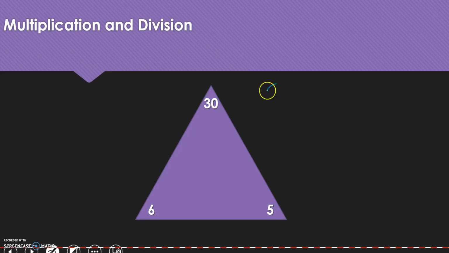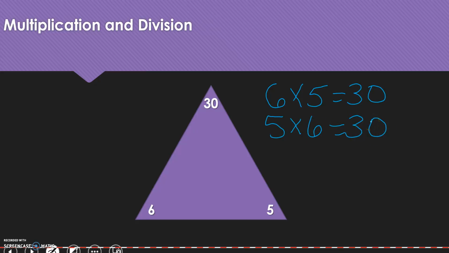I can say 6 times 5 equals 30. I can use the commutative property and say 5 times 6 equals 30. I can divide by saying that 30 divided by 6 equals 5. And I can even say 30 divided by 5 equals 6. So this is a fact family that can work together through multiplication and division.